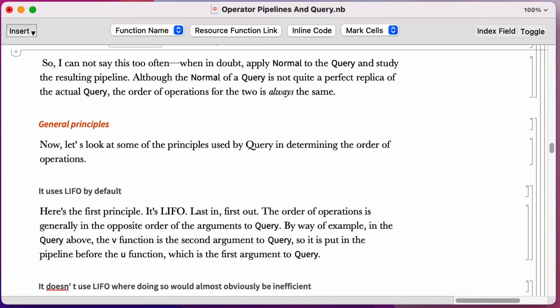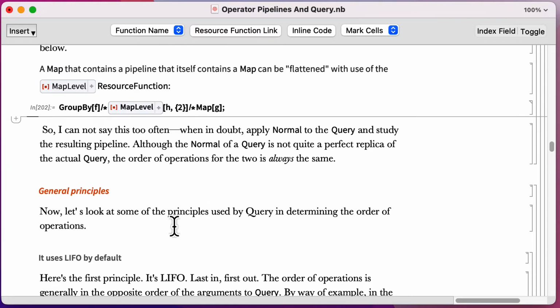I told you that query produces a right composition of operators, and it obviously has to do something to figure out what order to put those operators in. I now want to tell you some of the principles that query uses. The first principle is LIFO, last in, first out. This is the default theory. We'll see it's not always the rule, but by default, LIFO.